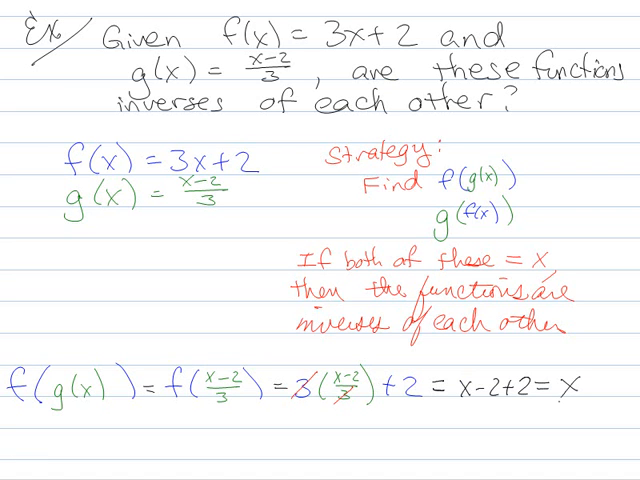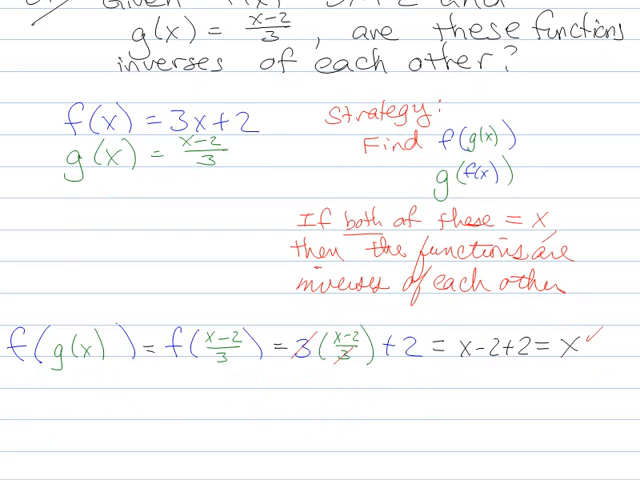See that? That's a good sign. So we said I want both of these compositions of functions to equal x. If they do, then we have inverses of each other. So we've already started off well. So the next step is to find g of f of x.